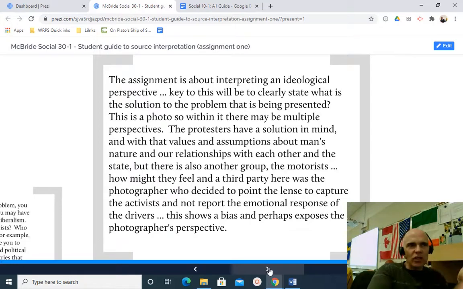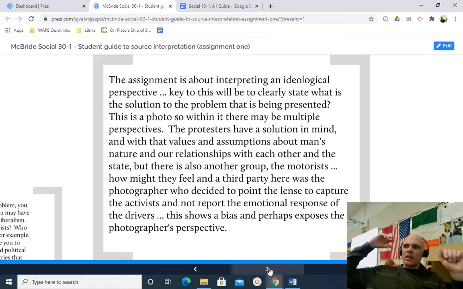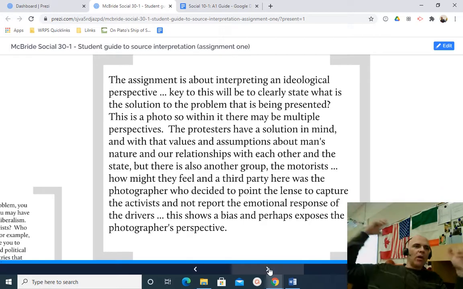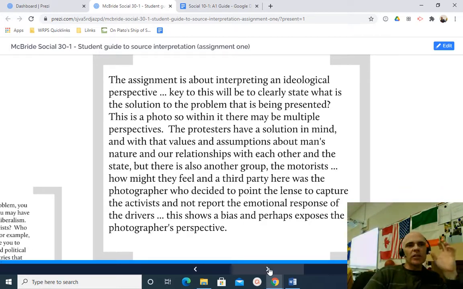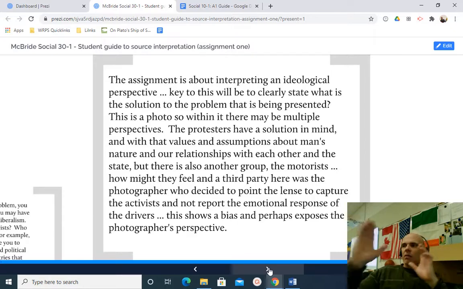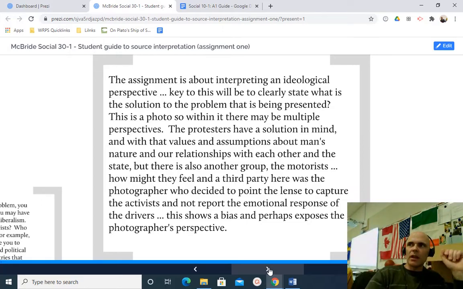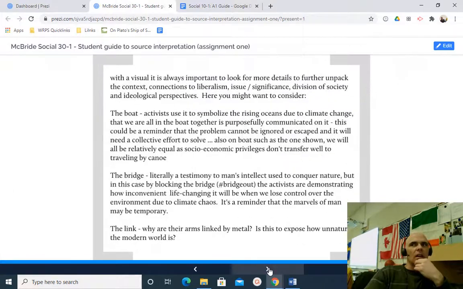The protesters have a perspective. The motorists that are off camera but are part of the scenario, they have a perspective. And the photographer, based upon the angle that he shot the picture, has a perspective. He chose to highlight something at the expense of something else. So with a visual, it is always important to look for more details.